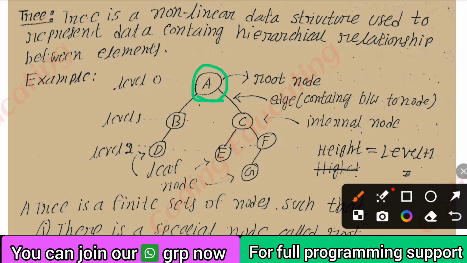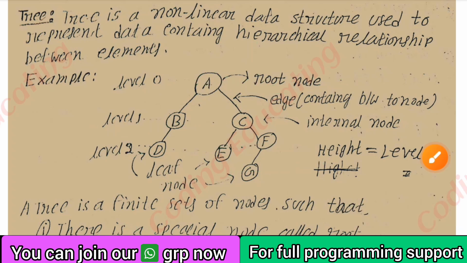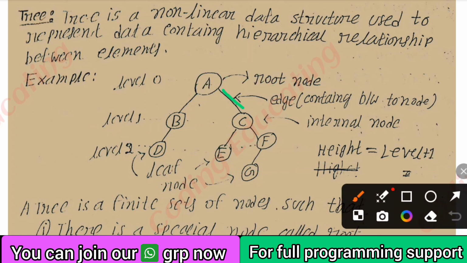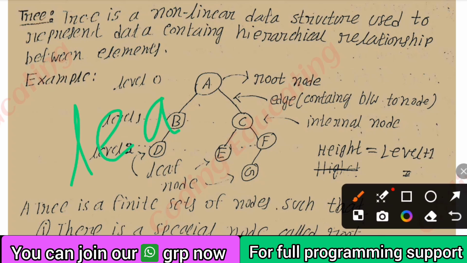The parent node is called the root node. In a tree there are levels: level 0, level 1, level 2, level 3, like that, as many levels as you need. The connection between two nodes is called an edge. This is called the internal node, which is between two nodes, and the last single node is called a leaf node.